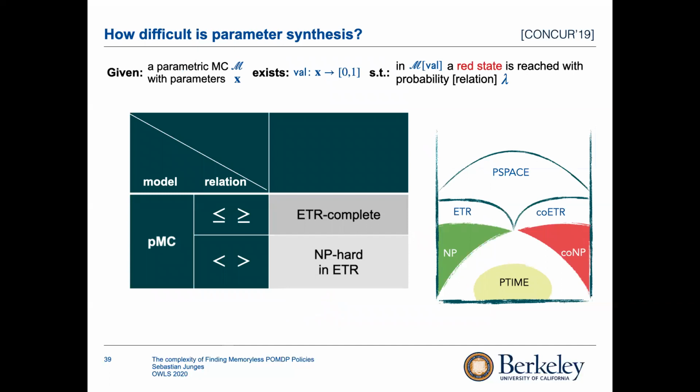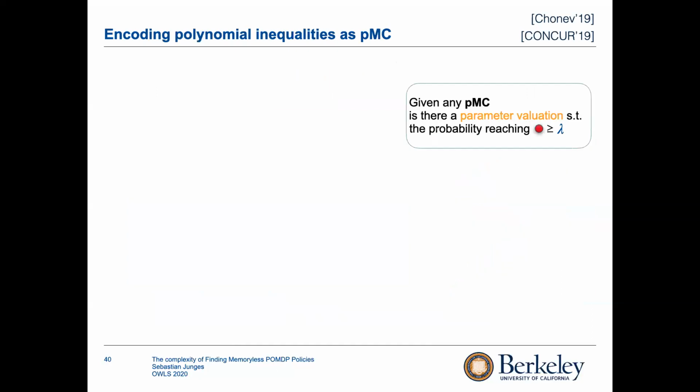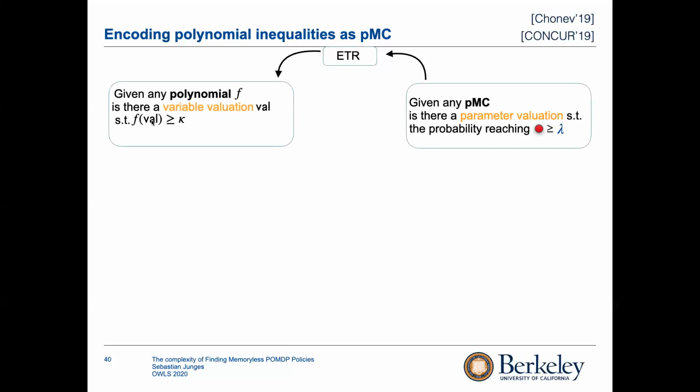So how difficult is parameter synthesis really? It depends. And in particular, it depends on the relation that we're using. If we're using a non-strict relation, then it's ETR-complete. If we're using a strict relation, then it's NP-hard and in ETR, but we cannot show ETR-completeness. But this becomes clear in a second when I clarify the ETR-completeness proof. So again, this is our problem that we are looking at, and we've already shown you that this is in ETR. There's a result that the problem of, given any polynomial, is there a valuation such that the value is larger than kappa, is ETR-complete. And now what we're going to do is reduce this problem from here.